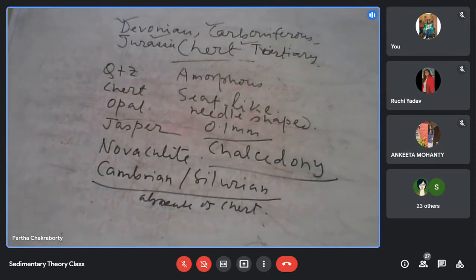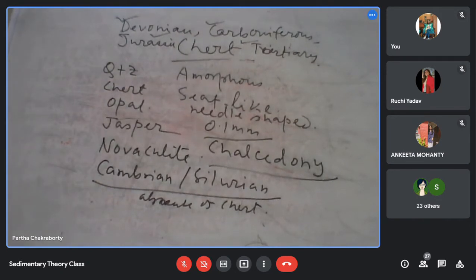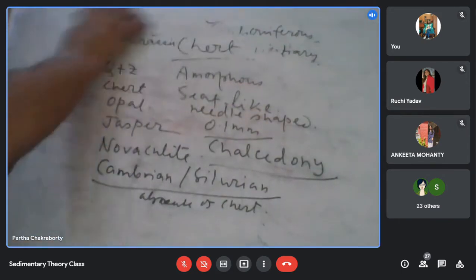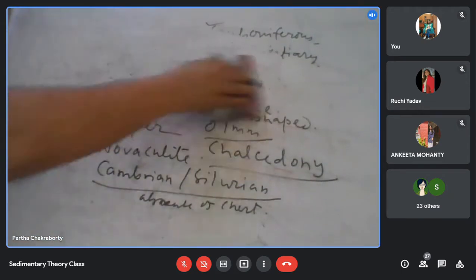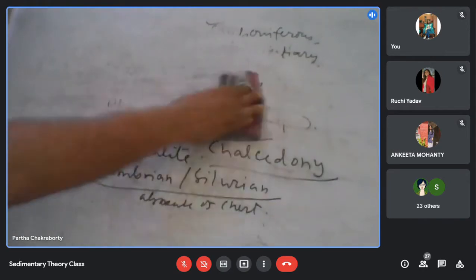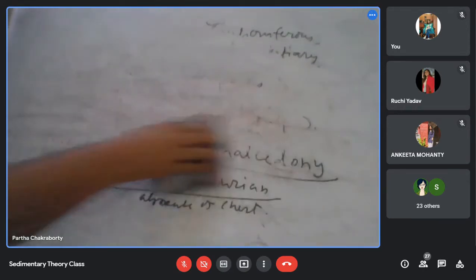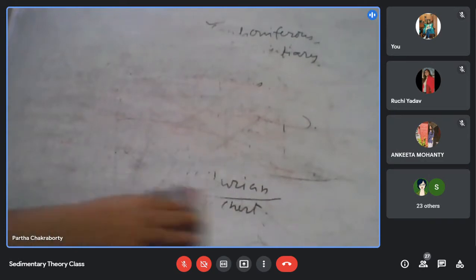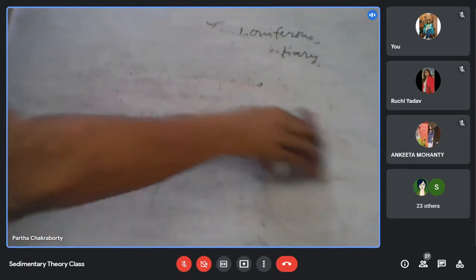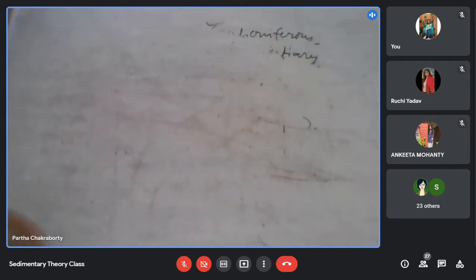If we see the major source of silica, that is the continental weathering reaction. What we discussed when we started this sedimentology course, all the weathering reactions where carbon dioxide and water react with feldspar, then you release silicic acid, Si(OH)4. Do you remember those reactions, or should I write them?